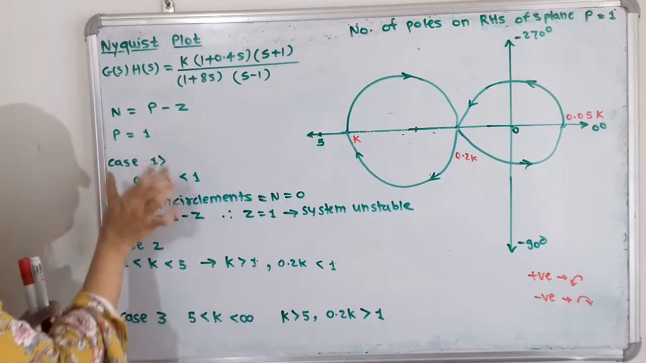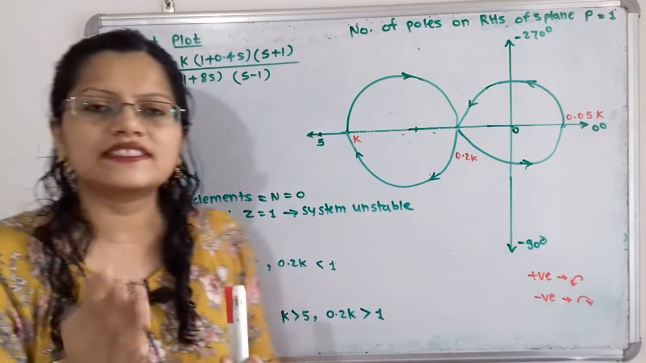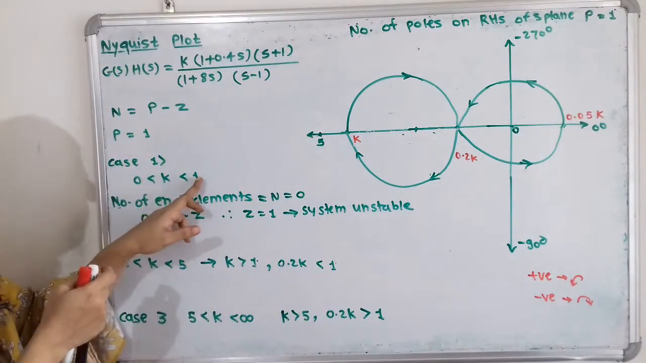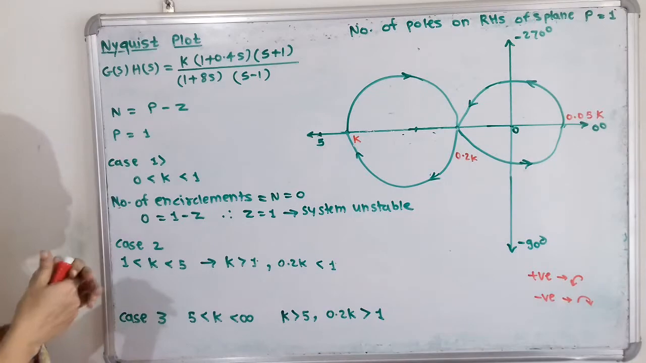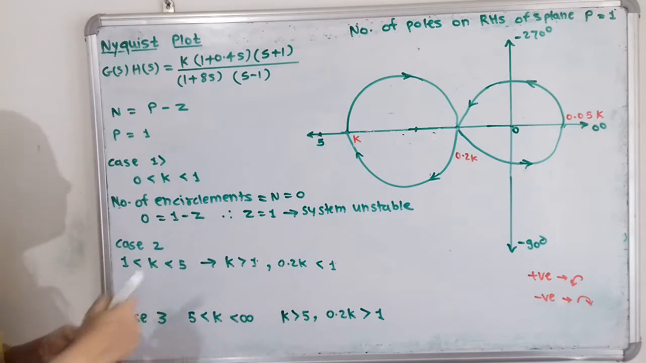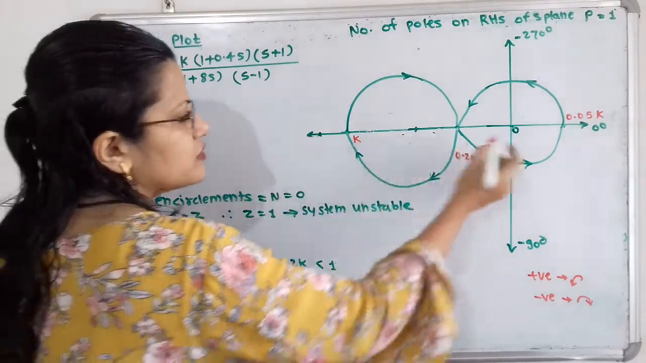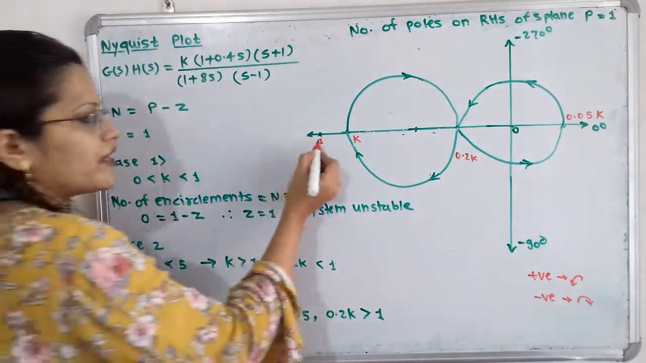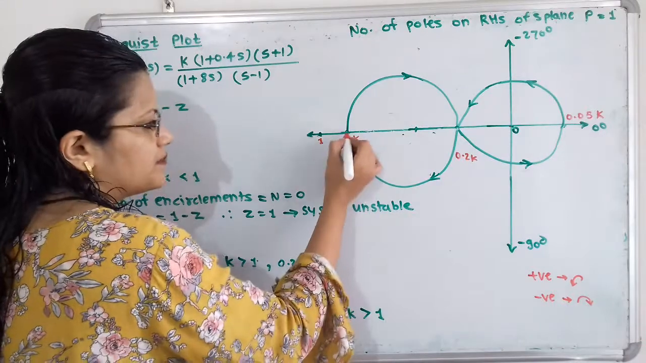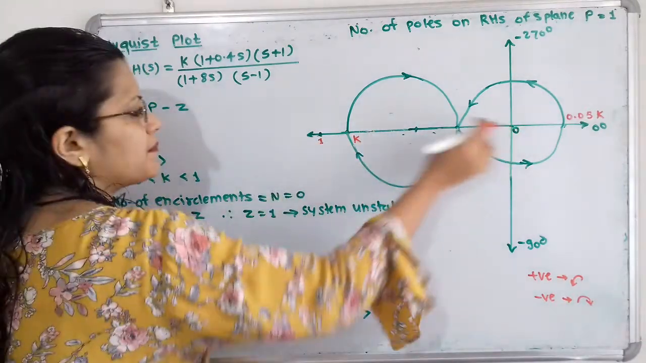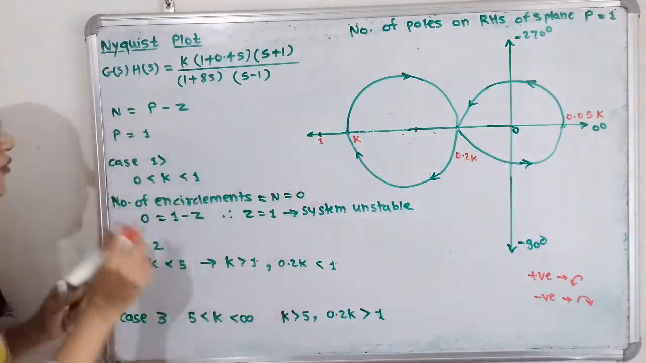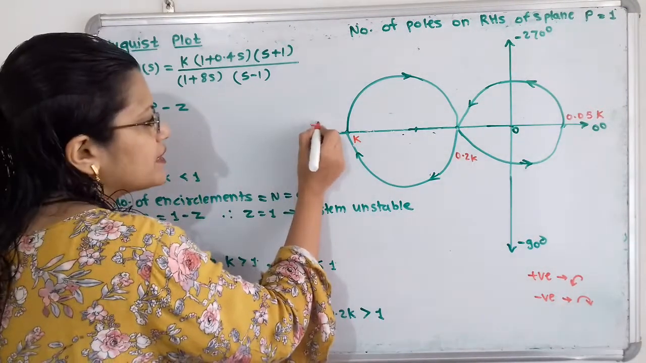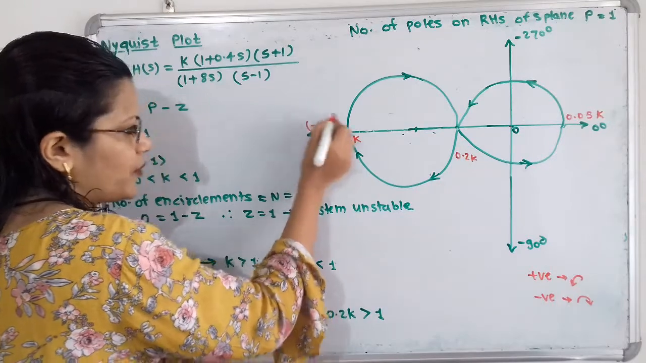For the first case, I will take the range of K between 0 and 1. That is, K is greater than 0 but less than 1. We know that in this structure, here is the point 0 and here is the point 1. So K is anywhere between 0 and 1. So how do we find the number of encirclements? For that we have to show this minus 1, 0 point.